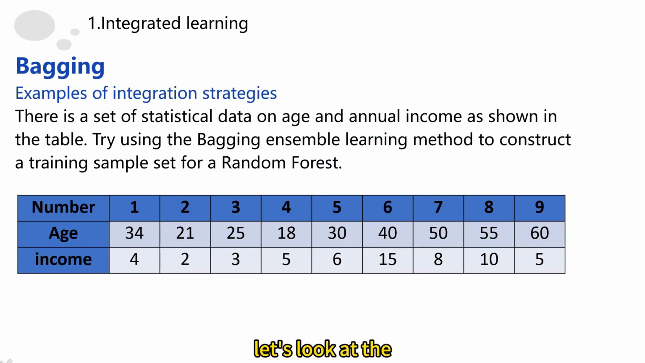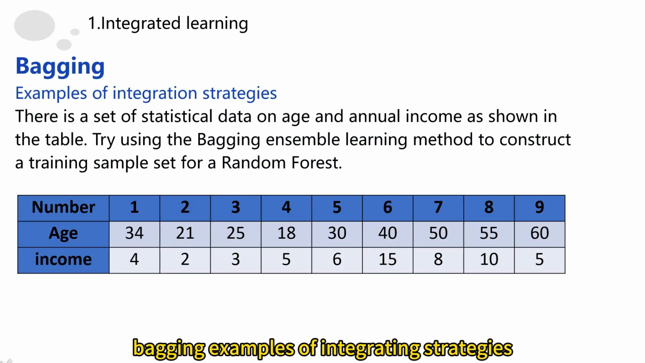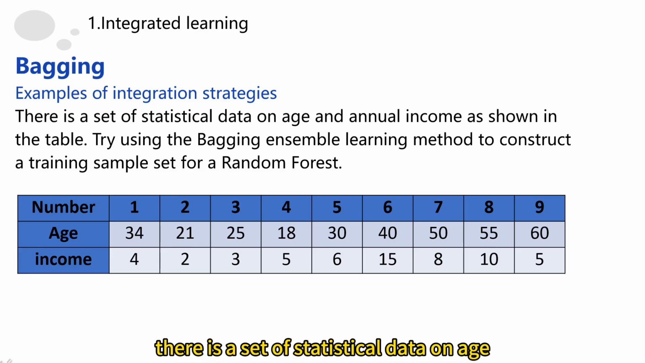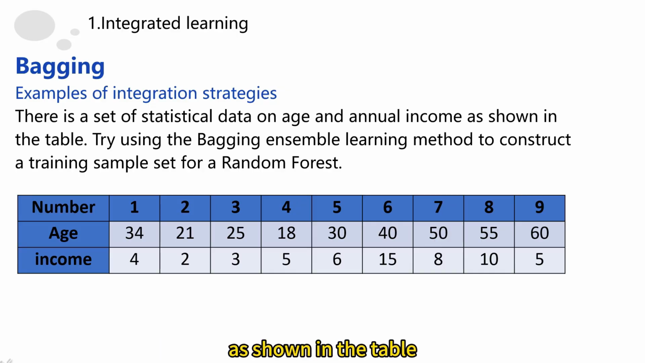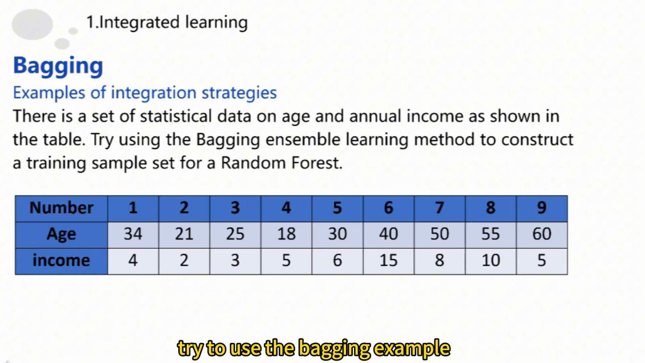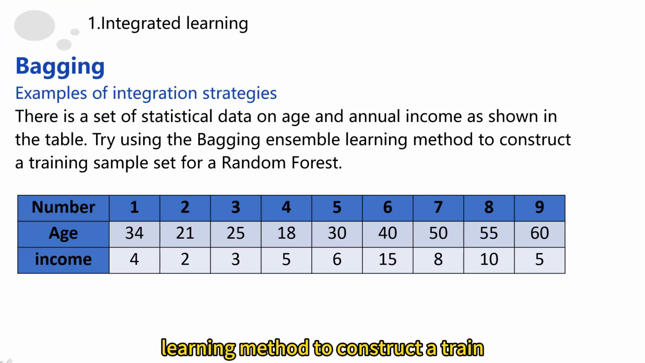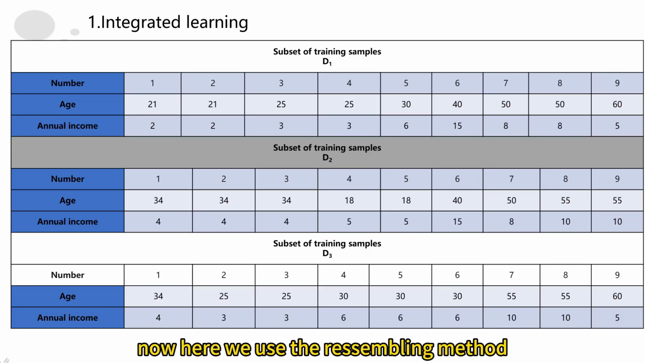Here, let's look at a bagging example of integration strategies. There is a set of statistical data on age and annual income, as shown in the table. Try to use the bagging ensemble learning method to construct training sample sets for a random forest. Now here, we use the resampling method, and we can get 3 training samples.